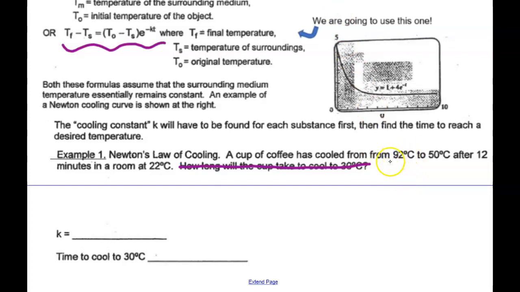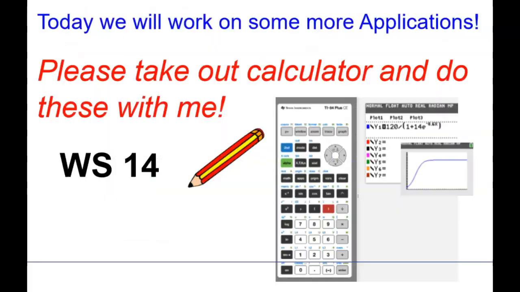It went from 92 to 50. So this was its original temperature, and this was its final temperature for the moment, from 92 to 50. After 12 minutes, that would be time. In a room at 22 degrees, this would be the temperature of the surroundings or the medium that it's found in.